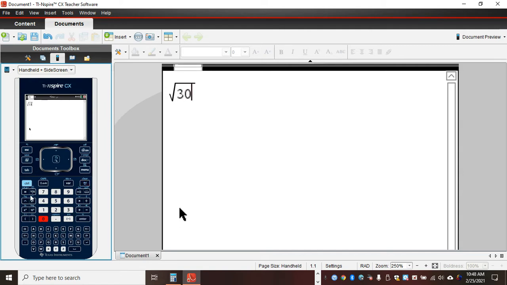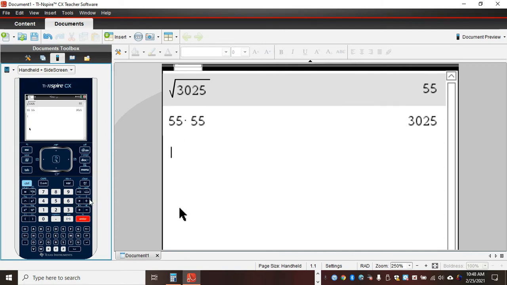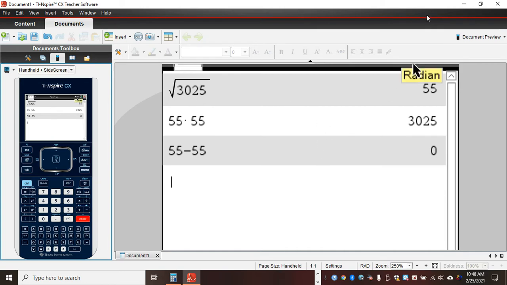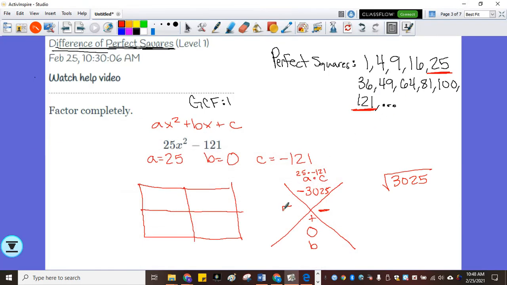What we're plugging in, 3025. 55. So just to check, 55 times 55 gives you 3,025. And 55 minus 55 gives me 0. So yeah, 55 works. But this only works for difference of squares. But when the number gets that big, it's nice that you have the shortcut.